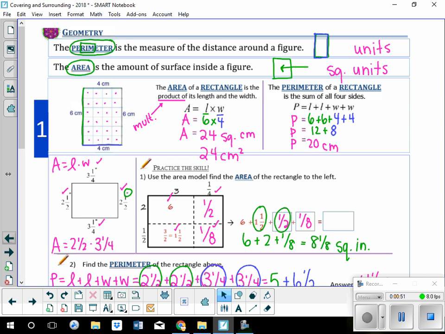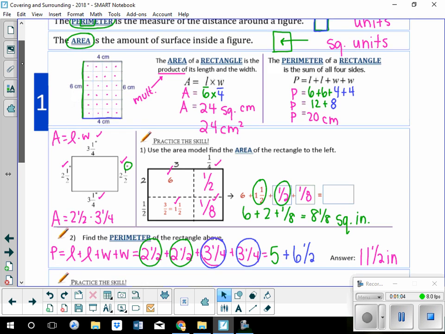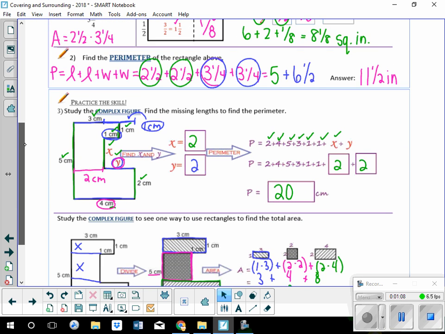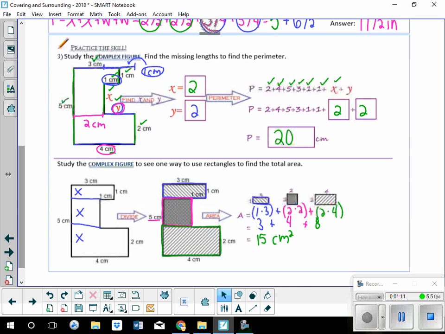Perfect. Okay. We talked about that in order to find the area of a rectangle, we use the formula area equals length times width. So we're going to build on that today. We reviewed area and perimeter with fractions. We did some work with composite figures. We talked about two different strategies.